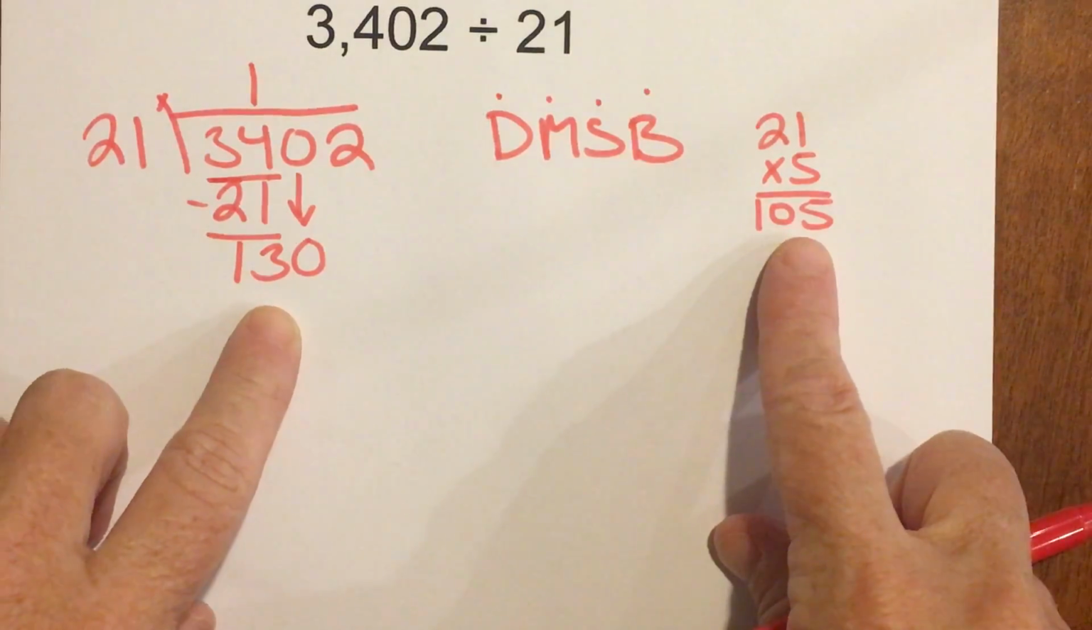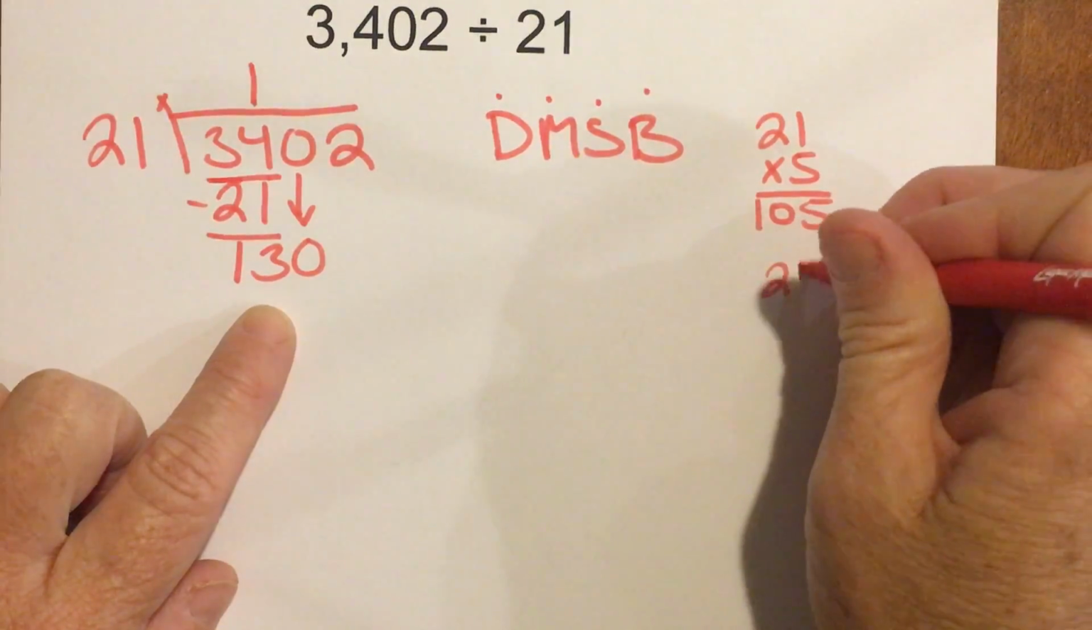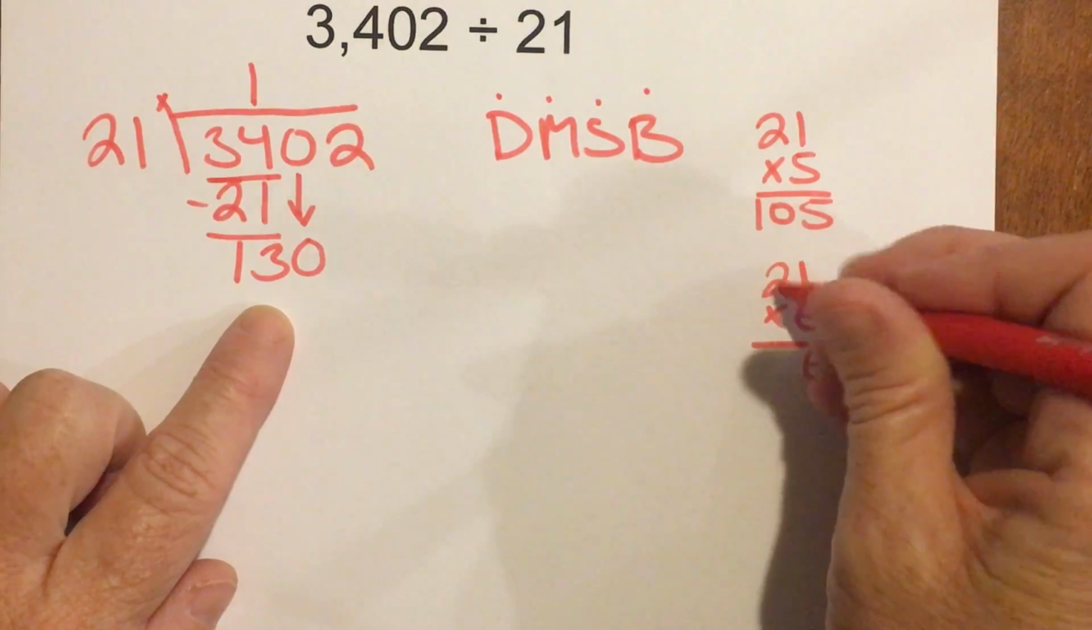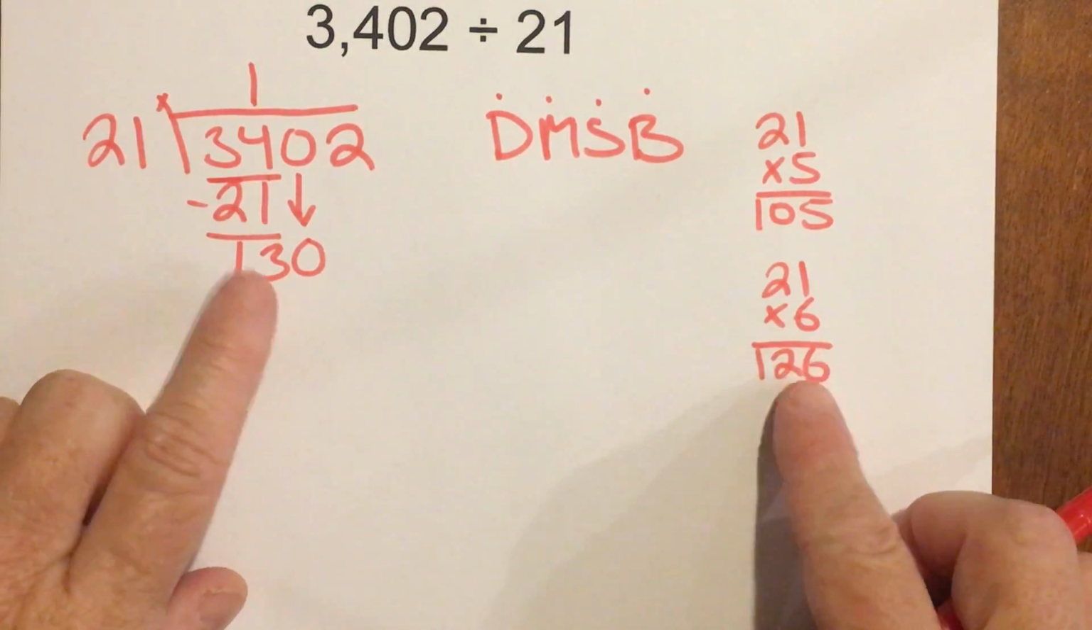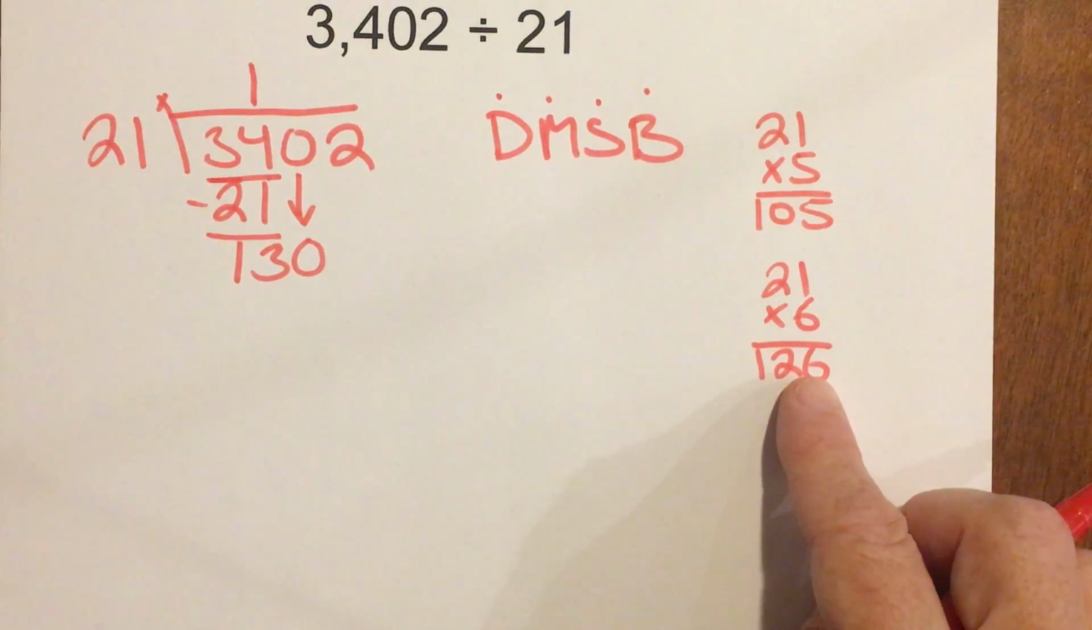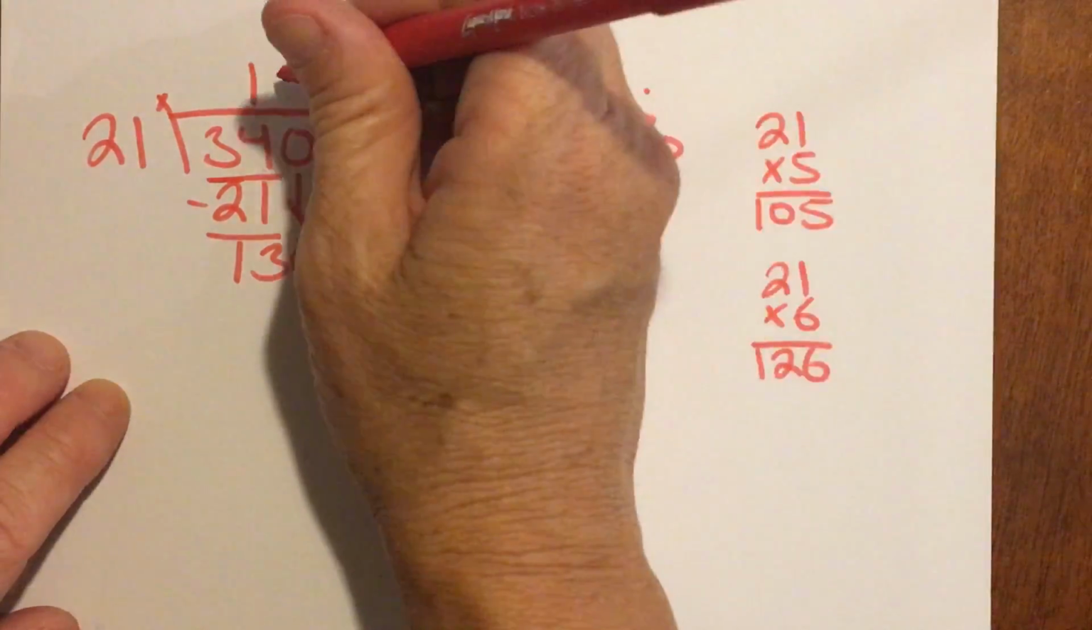Think I can get closer? Let's try a bigger number. What about 6? 6. Ooh, I got closer. Do you think I can get closer? I don't think so. I think if I try 7, it's going to be too big. So I think it's definitely 6.